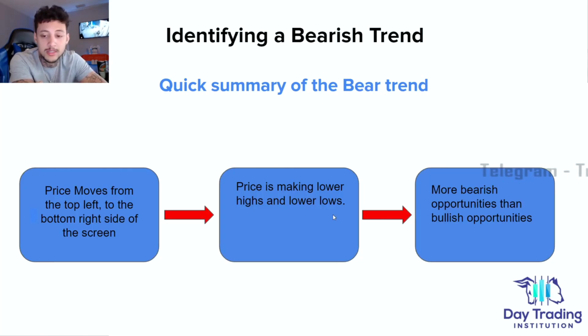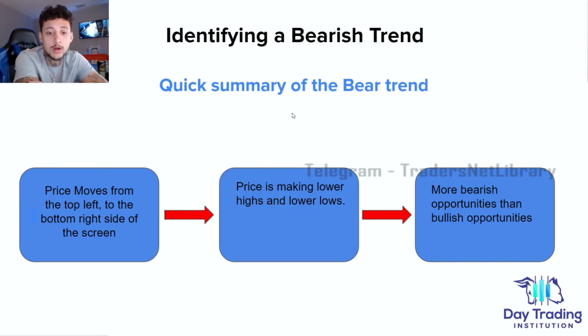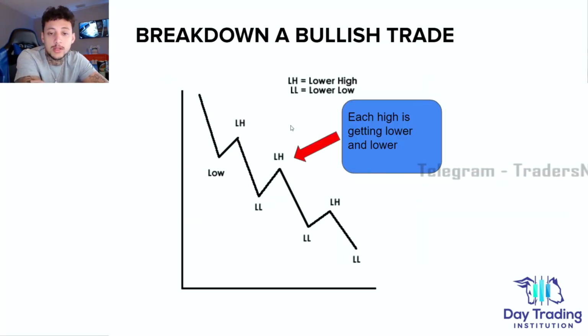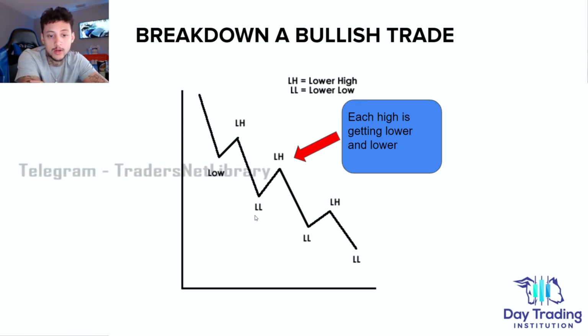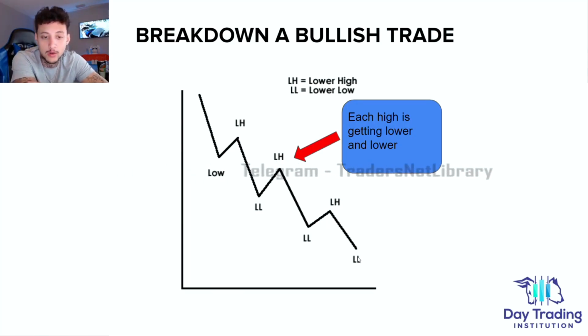And all this simply means is that there's going to be more opportunities to go short than there is to buy, which you should only look to sell the market when price is in a bearish trend, meaning it is making lower lows and lower highs. Now, this is going to be a little bit of a different chart, but in this situation, notice how we have a low, then a lower high, then a lower low, then a lower high, then a lower low, then a lower high, then a lower low.